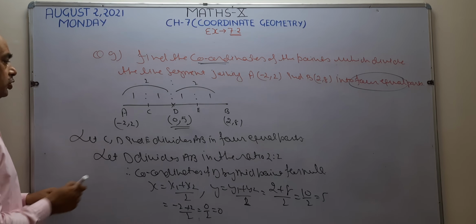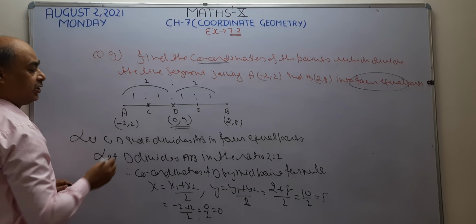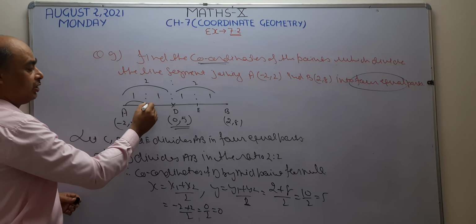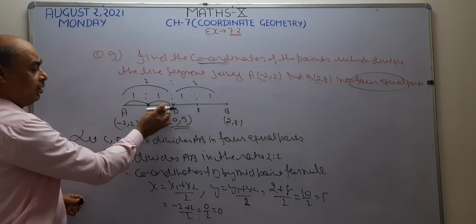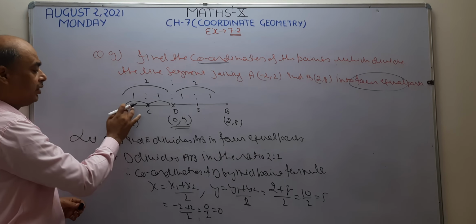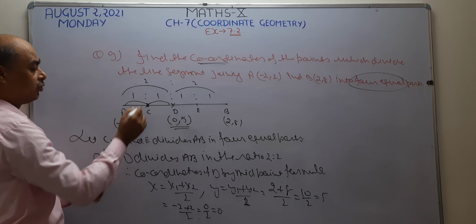I want to find the value of the coordinates of C. In the left, how many parts are there? 1. In the right, how many parts are there? 1. So C is the midpoint of AD. Using the midpoint formula between A and D, you can find the coordinates of C.